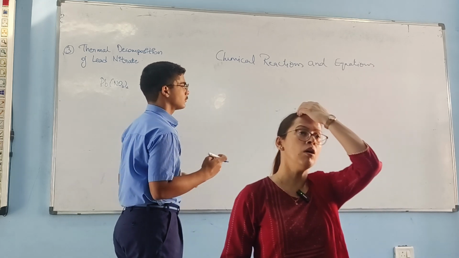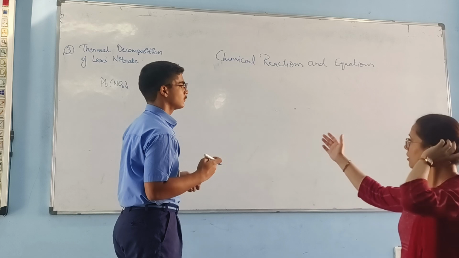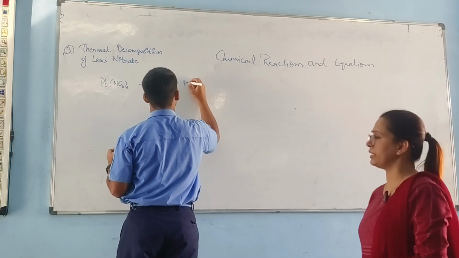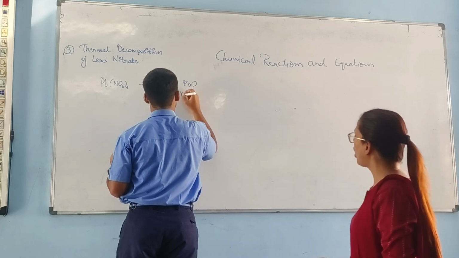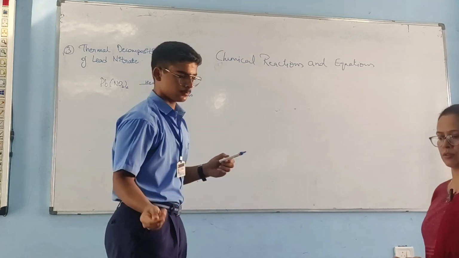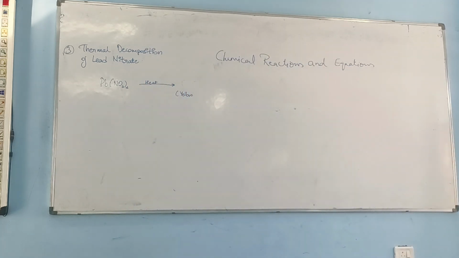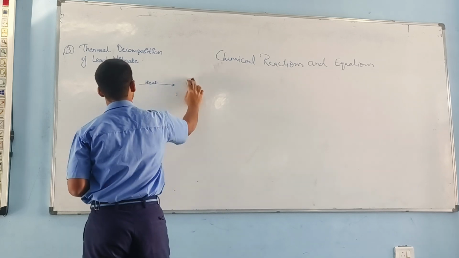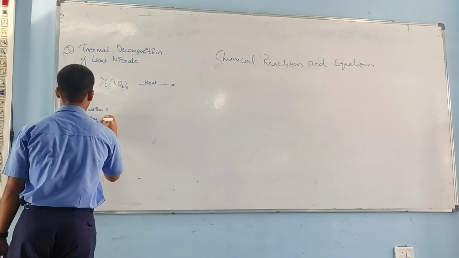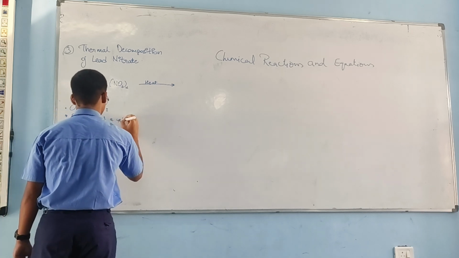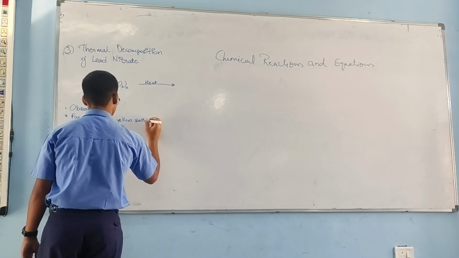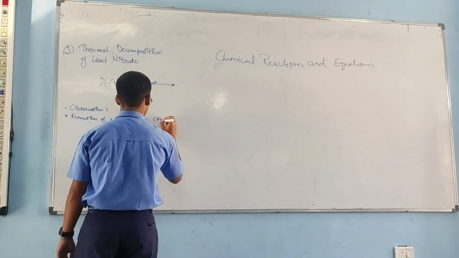But you also need to know the color. So here what will happen? The color that we get is yellow, a yellow solid. First we will write the observation, बाद में लिखेंगे reaction, right? The white color of lead nitrate changes and becomes yellow solid and the product is lead oxide, PbO.